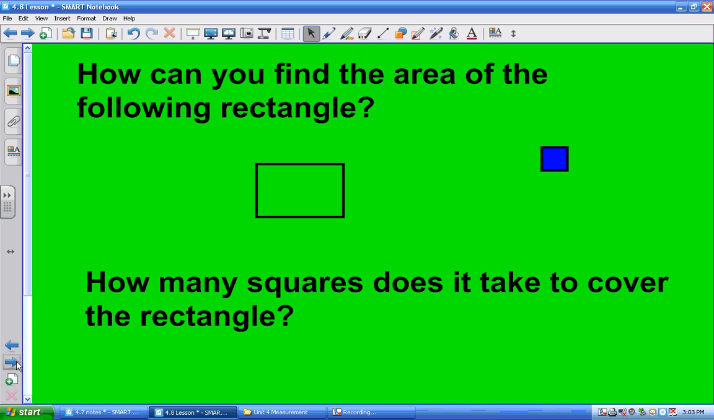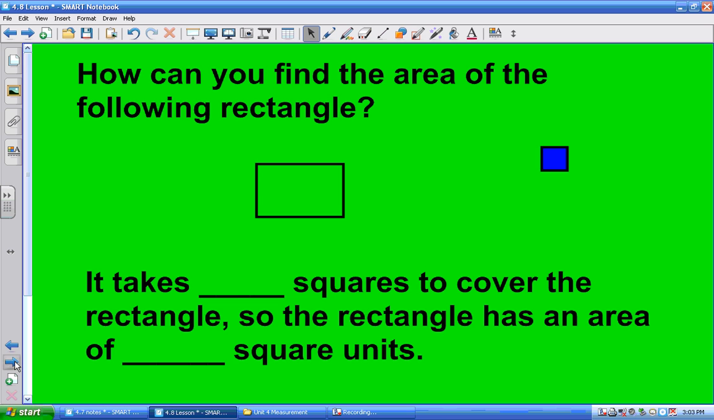So I guess I kind of messed up here. I was going to do it there. So it takes 6 squares to cover the rectangle. So the rectangle has an area of 6 square units. You see how that works? Why do we call them square units? They're square. Thank you, because they're squares.